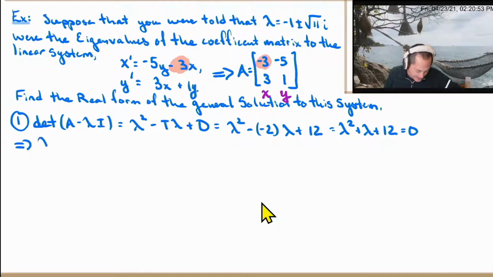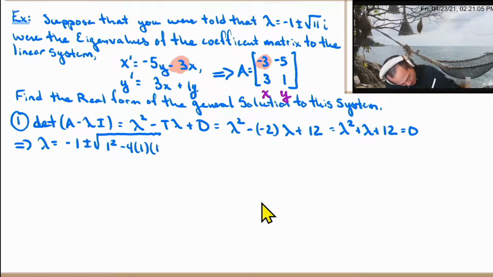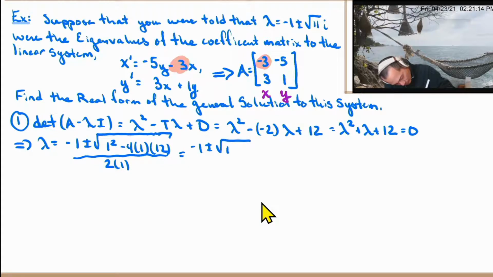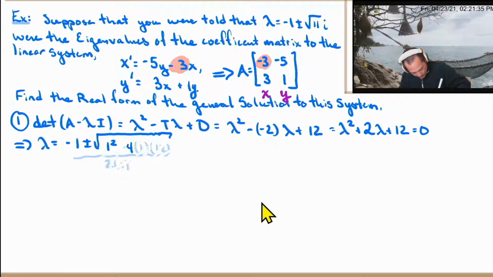So now I get lambda is equal to -1 plus or minus the square root of 1 squared minus 4 times 1 times 12 all over 2 times 1. So I get -1 plus or minus the square root of 1 minus 4 times 12. The b value should be 2. Oh, yeah. Good. Thanks. I got so caught up in whether or not I calculated that determinant right that I just dropped a 2 right here. Okay. And so let me rework this quadratic.